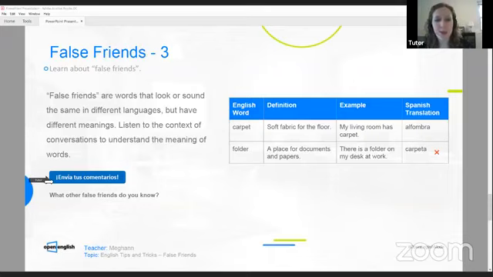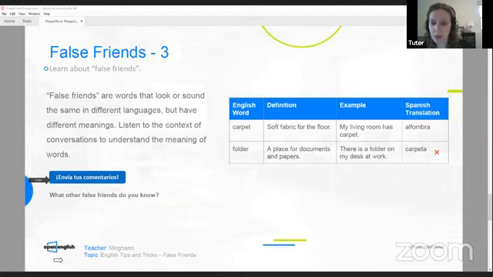So envía tus comentarios. What other false friends do you know? ¿Sabes más ejemplos? Do you know more examples of false friends? Words that look similar in two languages, but have different meanings? I will watch for your comments here. Do you know any other false friends? We practiced large, no es largo, large. We practiced carpet, no es carpeta, and we practiced embarrassed.